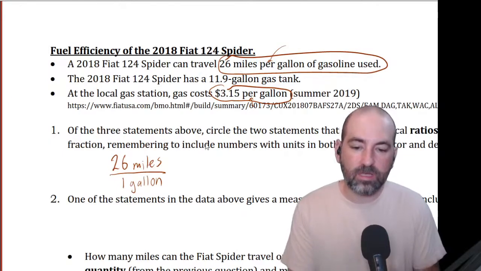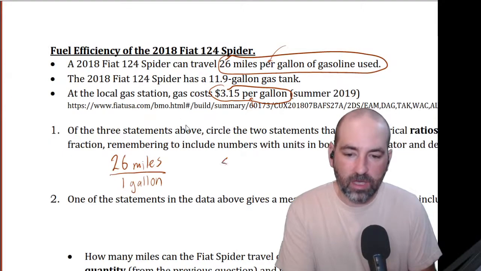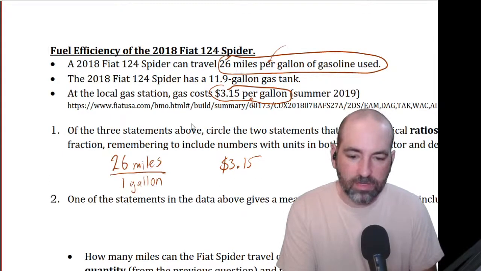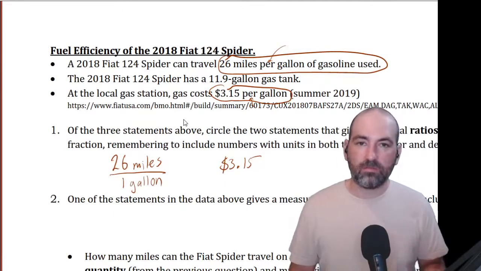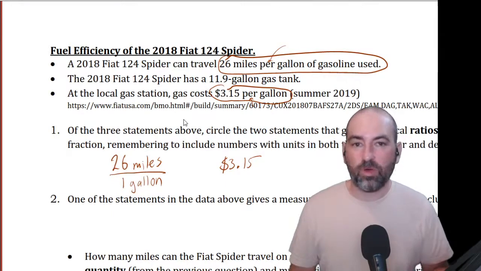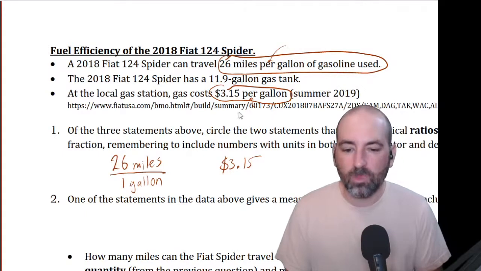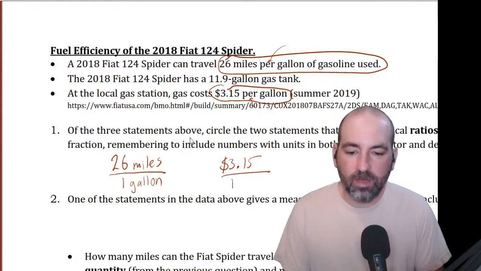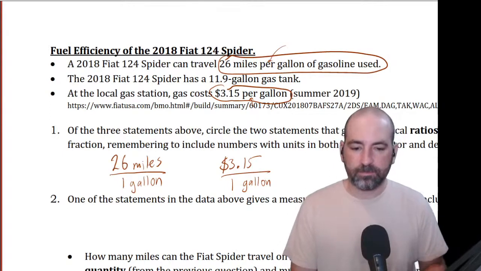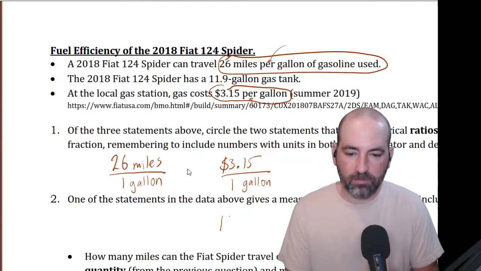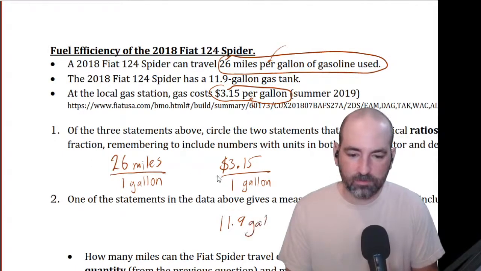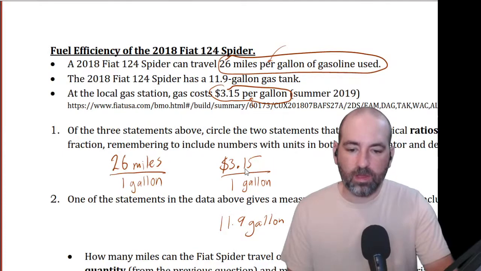Okay, and then we can do the same thing with the cost here. We can say $3.15, or we could use it kind of as a unit and call it $3.15, and that's also per 1 gallon. And then the third one is a measured quantity, which is the 11.9 gallons.